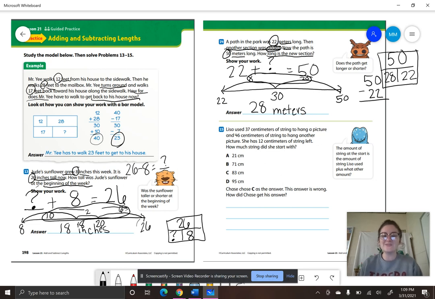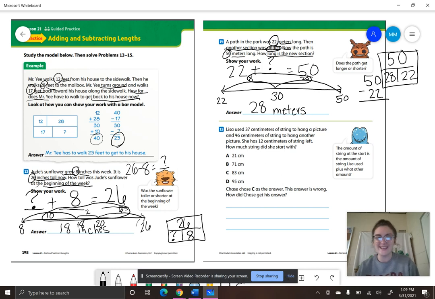All right, and let's wrap up with number 15. It says Lisa used 37 centimeters of string to hang a picture and 46 centimeters of string to hang another picture. She has 12 centimeters of string left. How much string did she start with?